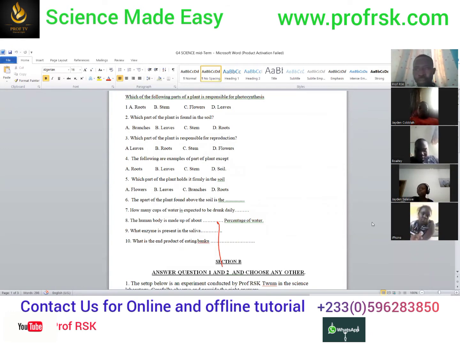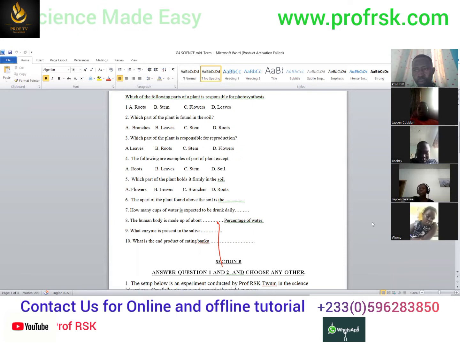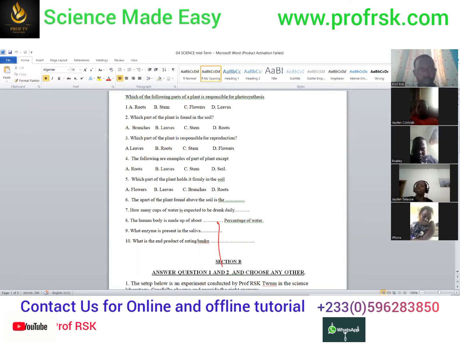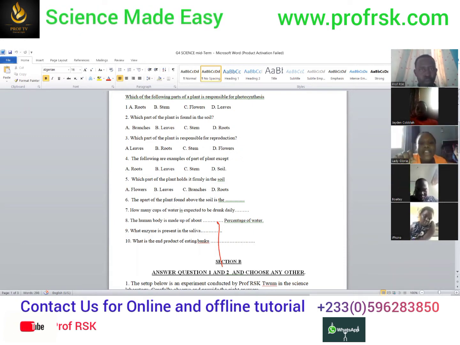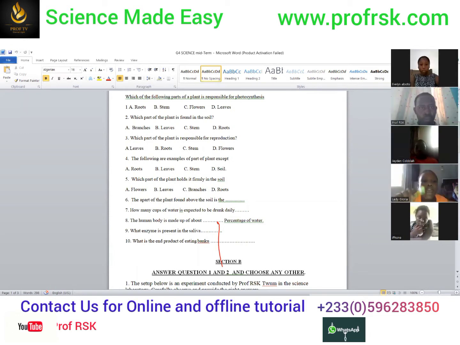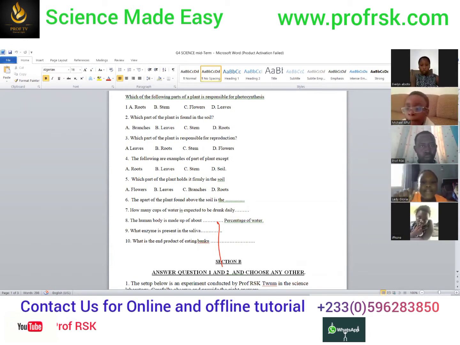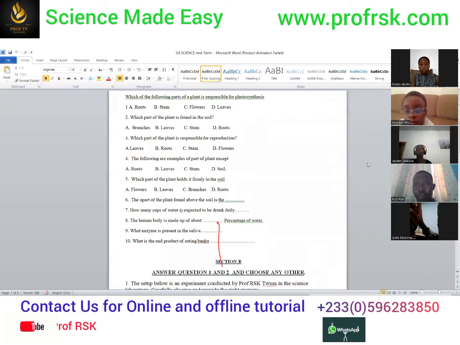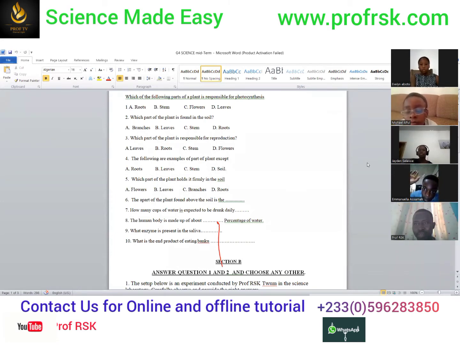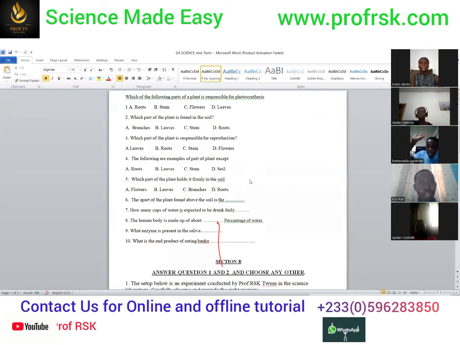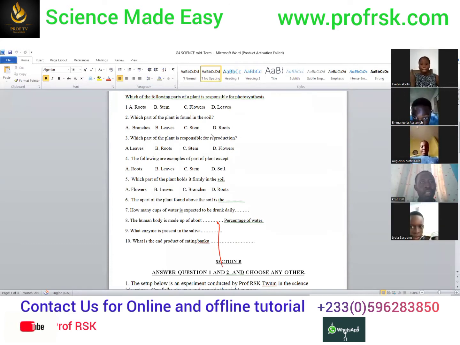Second question, please. Which part of the plant is found in the soil? A. Branches. B. Leaves. C. Stem. D. Roots. Is it Clara? Abuchi. All right. The answer is roots. Okay, so we have the answer here.